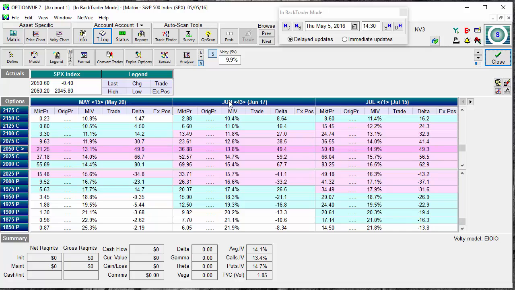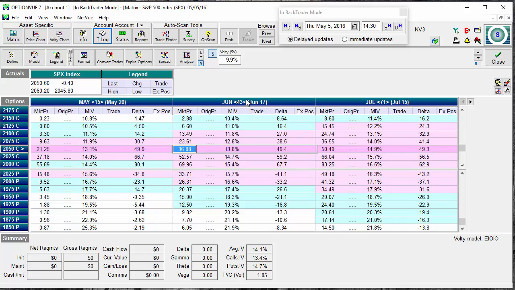You get a lot more gamma risk. The acceleration factor really starts coming in, and you can see the difference between 15 and 43 days right here. This option's valued at 21.25. This one's at 36.88. So there's still plenty of premium out here with a lot more distance between you and the expiration cycle.